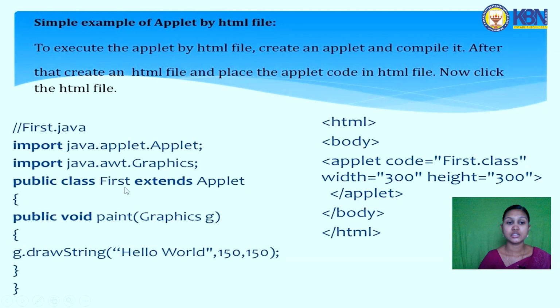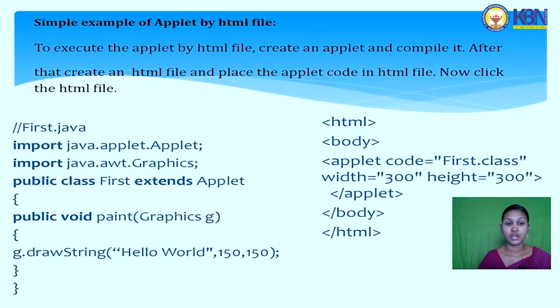Now here the class name is First. This class should be given the applet properties, which is identified by the extends keyword. Now the paint method is used after the applet program is running. Finally the logic will be executed. This paint method will display the output to the user.